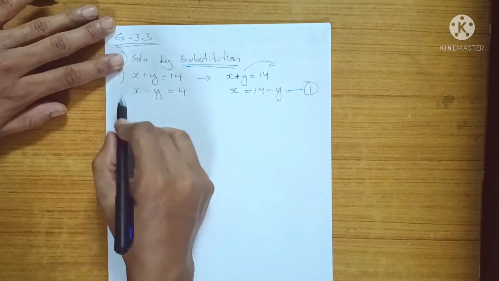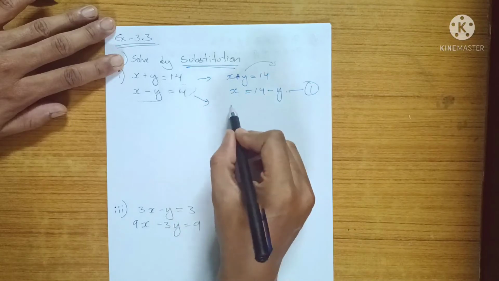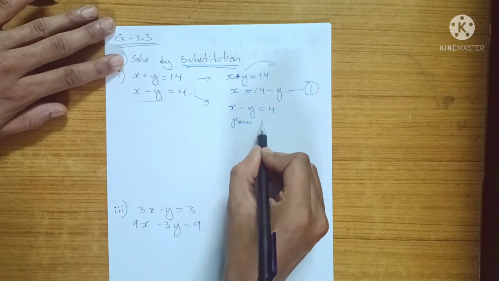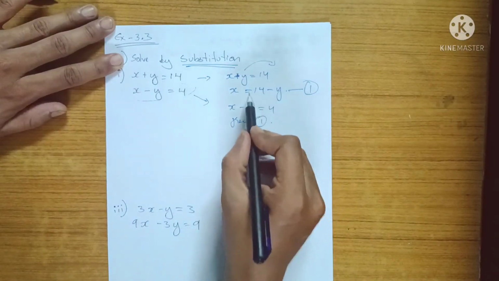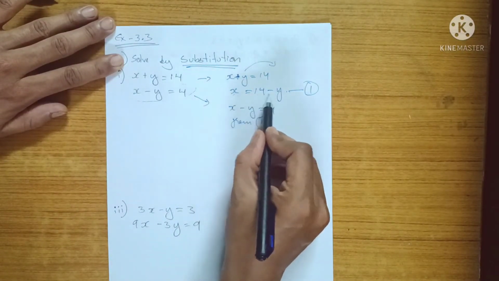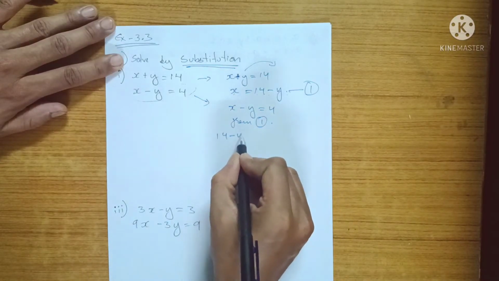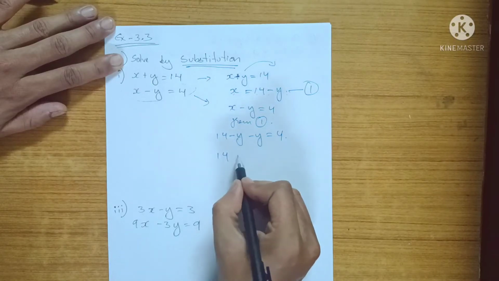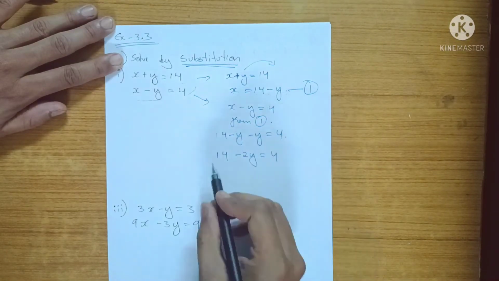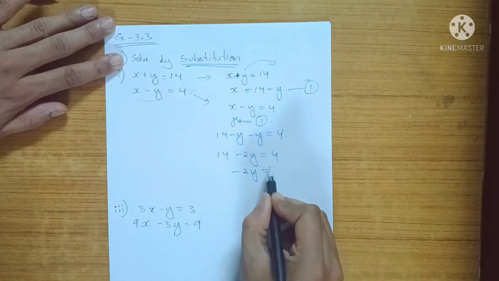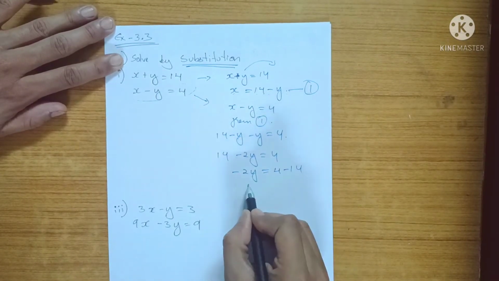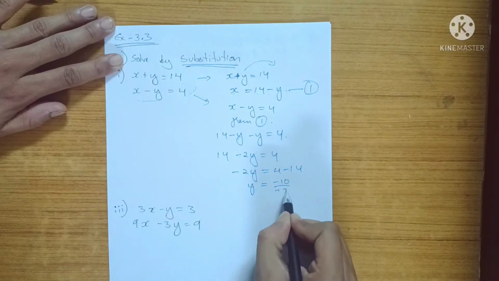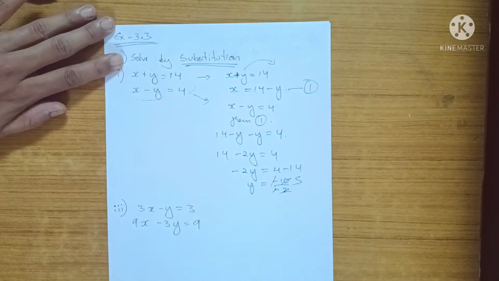Next, you bring in the second equation, x minus y equal to 4. From equation 1, you put the value of x, because we got x as 14 minus y. So 14 minus y minus y equal to 4, which means 14 minus 2y equal to 4. So minus 2y equal to 4 minus 14, which is minus 10, divided by minus 2. The minuses cancel, y is 5.